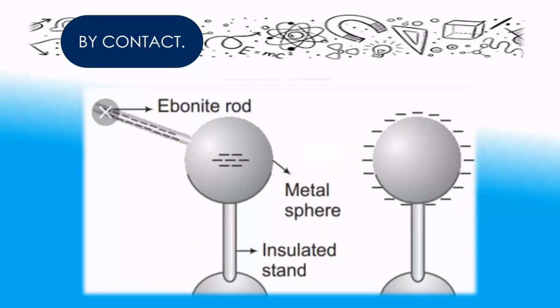The second method is by contact. A charged body needs to come in contact with an uncharged body. Guess what will happen after this? The uncharged body becomes the opposite charge of the charged body. This means if the charged body is positive, the uncharged body will be negative.